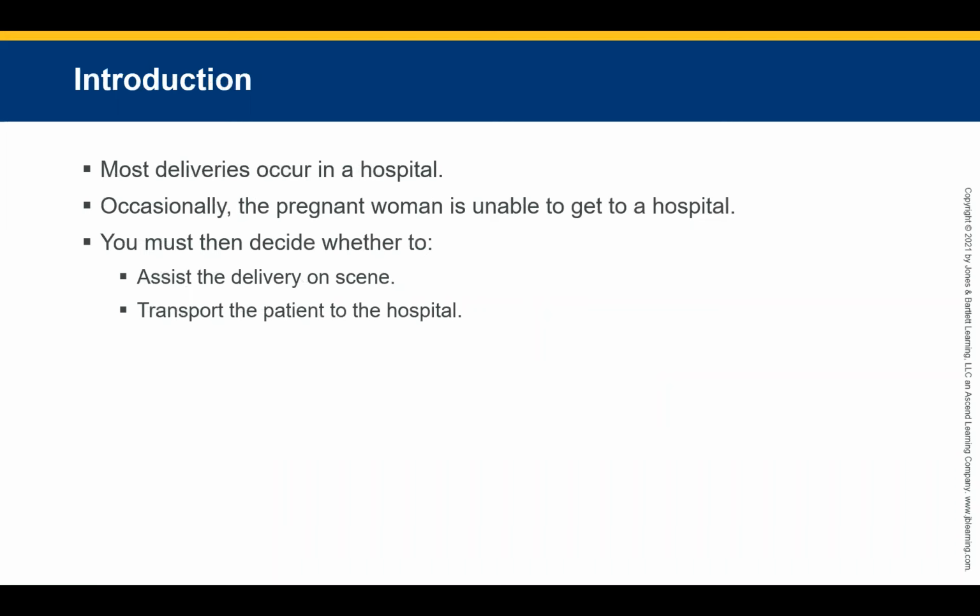Most childbirths in the U.S. occur in healthcare settings. That's most of them. Sometimes we get to do those in the field. Occasionally, the pregnant woman is unable to get to the hospital. So we must figure out if we're going to transport or we're going to deliver on scene. We're going to assist the deliveries and then transport the patients to the medical facility.